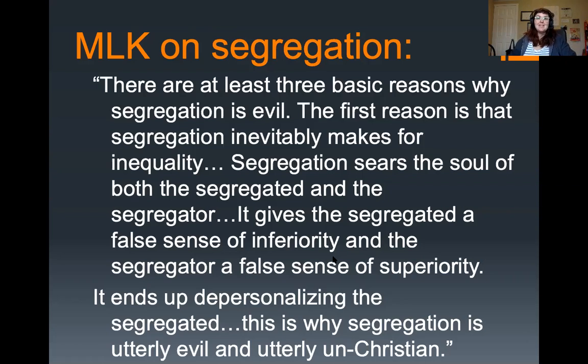So Martin Luther King sees the act of segregation as inherently wrong. It doesn't matter if it's equal. It doesn't matter if it's done to try and protect people. It's inherently wrong because it creates a sense of under and over classes.